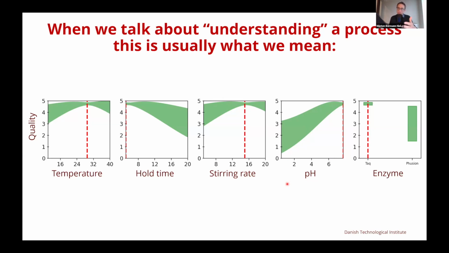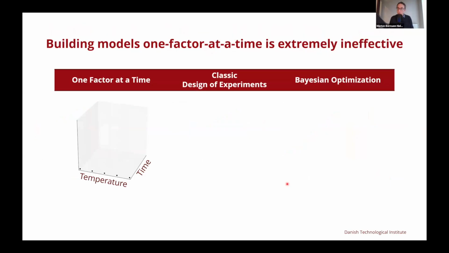But it's very tempting, because we are shown understanding in this one-dimensional way, it's also tempting to collect data in a one-dimensional way in order to produce these graphs, right? So the problem with that is that building models of nature one factor at a time, where we just change one thing and keep everything else constant, is extremely ineffective.